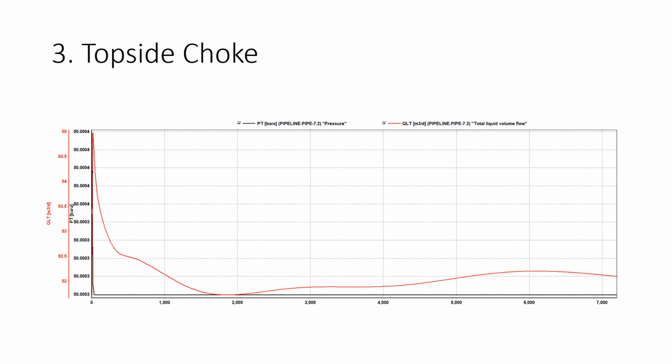And lastly, we have topside choke, where we reduce the opening of the valves at the top of the riser, therefore mitigating any slug formation. Although this mitigates the issue, you are choking the flow, therefore this is not the ideal solution because you will be reducing your production rate.